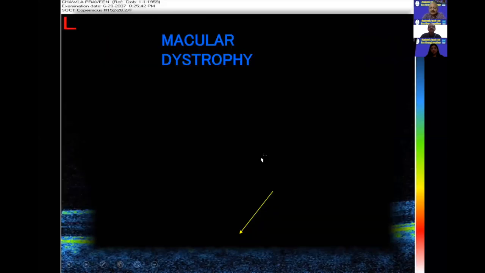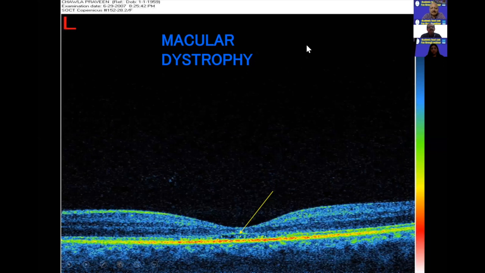Now, I'll quickly go through some of the diseases or clinical conditions where OCT has been done, and you can see how they appear on OCT. This is a patient of macular dystrophy. Here you can see the fovea is thin, and you can see the loss of ellipsoid zone and thinning of the RPE here in the central foveal area. So this is a patient of macular dystrophy.